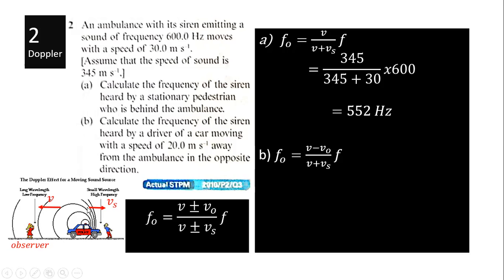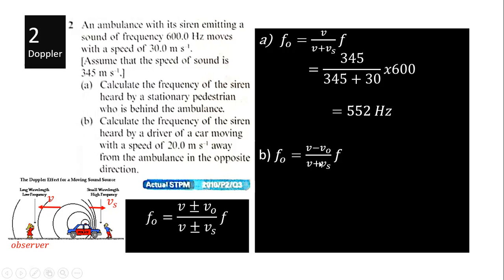Whereas the siren, for this part, we are looking at the observer that's stationary. The bottom one, we're looking at the observer that's stationary, and we are looking at the source of sound moving to the right. The wavefront is moving to the left. Both of them are in different direction. So that's why we choose positive.